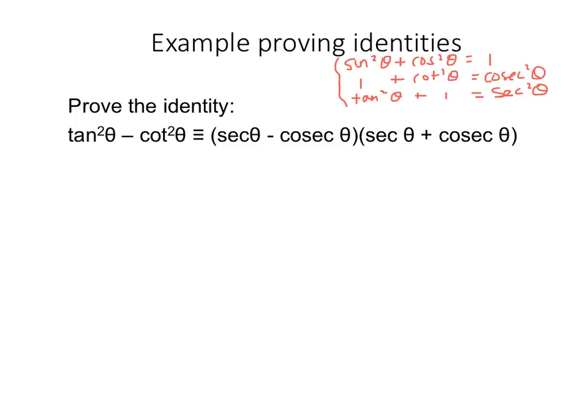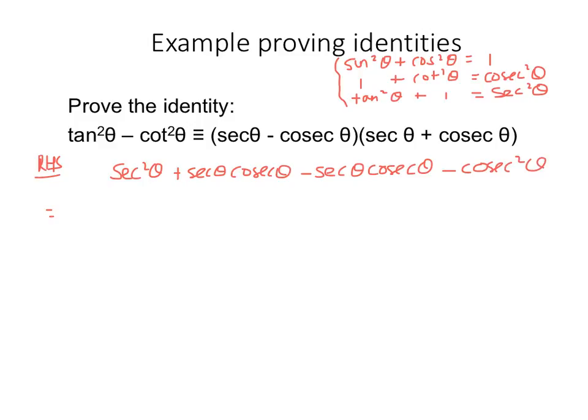So again here, I'm asked to prove the identity tan squared theta minus cot squared theta equals sec theta minus cosec theta multiplied by sec theta plus cosec theta. So I'm going to take the right hand side. You can try taking the left hand side if you like. But if I expand those brackets, I will get sec squared theta plus sec theta cosec theta minus sec theta cosec theta minus cosec squared theta.